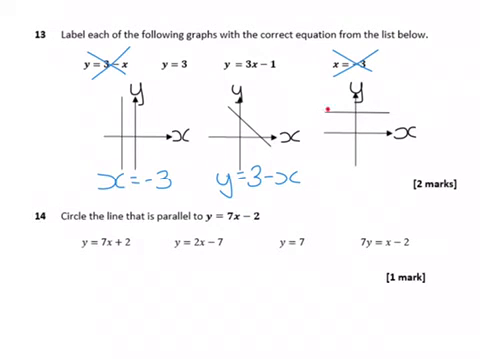We've got a horizontal line for graph 3. So all the way along that line, the y coordinate is always the same. And it's a positive value because it's above the x-axis. So y is always a positive value, so y is always 3.